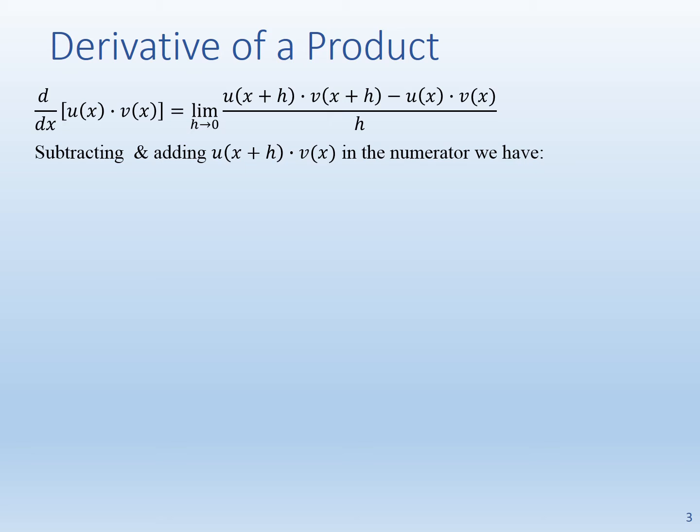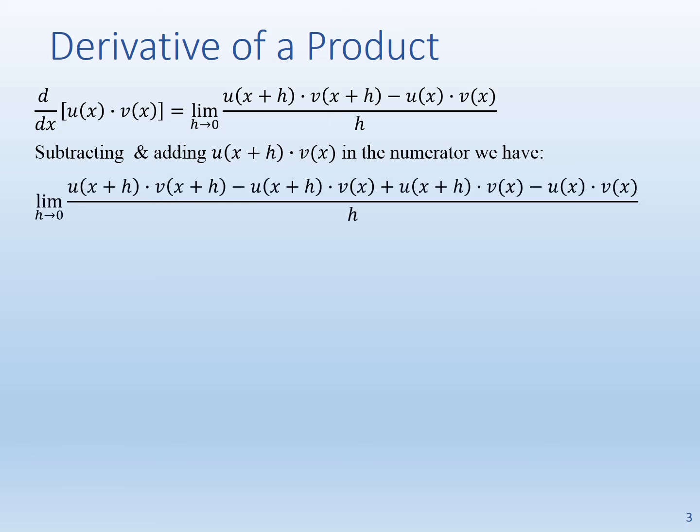Now what we'll do is subtract and add u of x plus h times v of x in the numerator. Adding and subtracting it, of course, doesn't change the value of the whole thing. Our original function is given in that part, and we've subtracted u of x plus h times v of x, and we've added that same thing there. So we're really changing nothing. The last part is the part of the original limit, so that's still there.